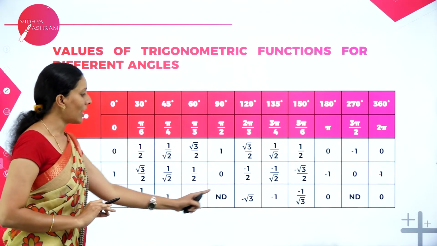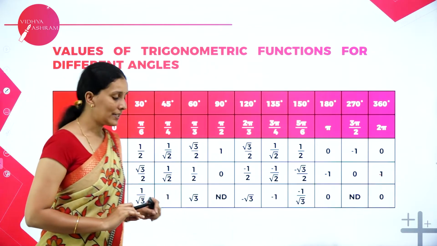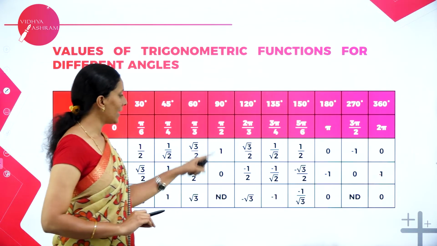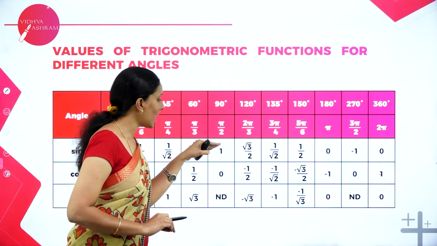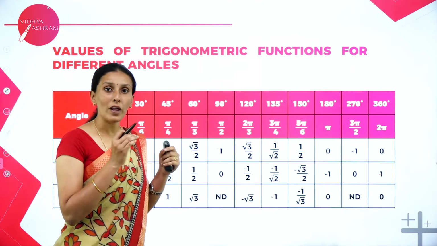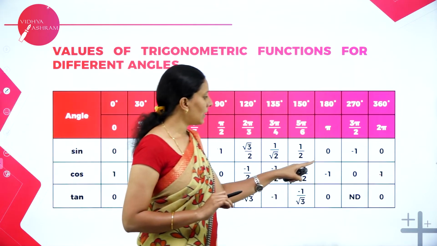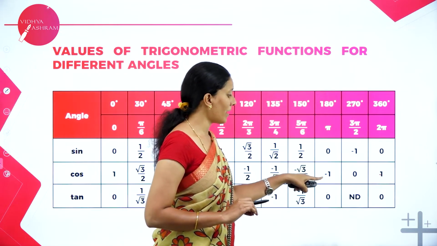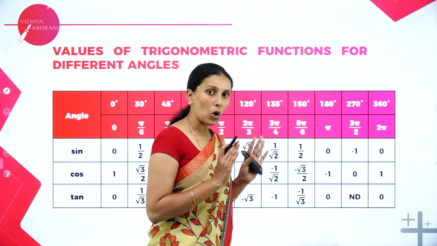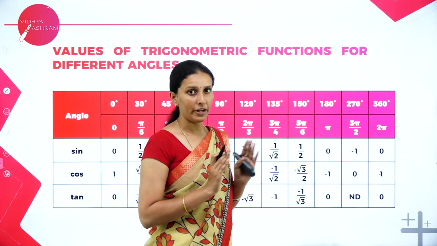Similarly, the values of tan are given, some not defined. Why? Because tan is a ratio of sine by cos. So when I take tan 90 degree, it is sin 90 by cos 90, whose value is 1 by 0. Since 1 by 0 is not defined, we have written not defined here. Similarly, tan 180 is 0 by minus 1, which is 0. 0 divided by anything will always remain 0, but anything divided by 0 is not defined.